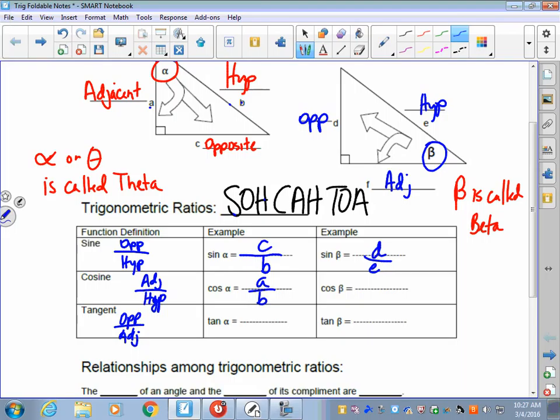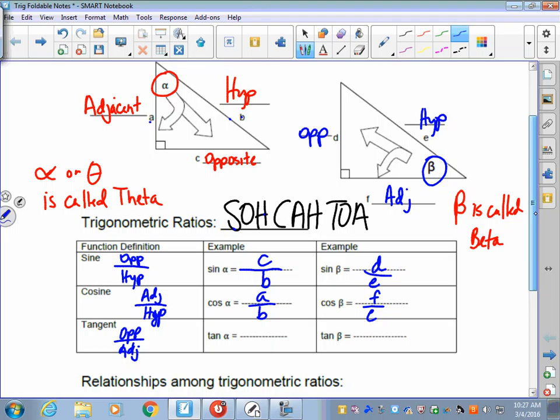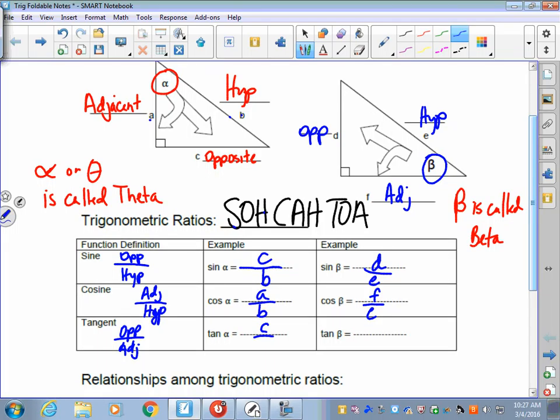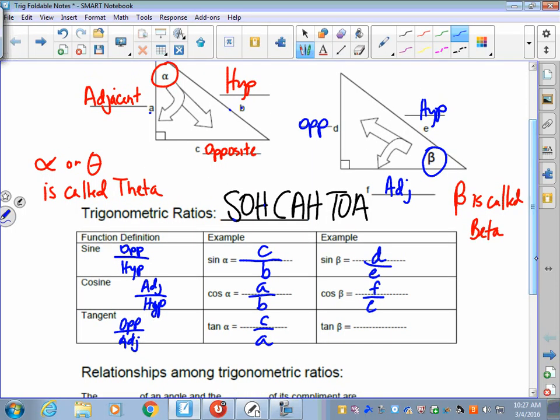The ratios are on your formula chart. The next one would be F, because F is the adjacent over E, which is the hypotenuse. All right, what would be the tangent of theta? C over A. Yeah, C over A. F is the adjacent. That's the side. And then tangent of beta? D over F.